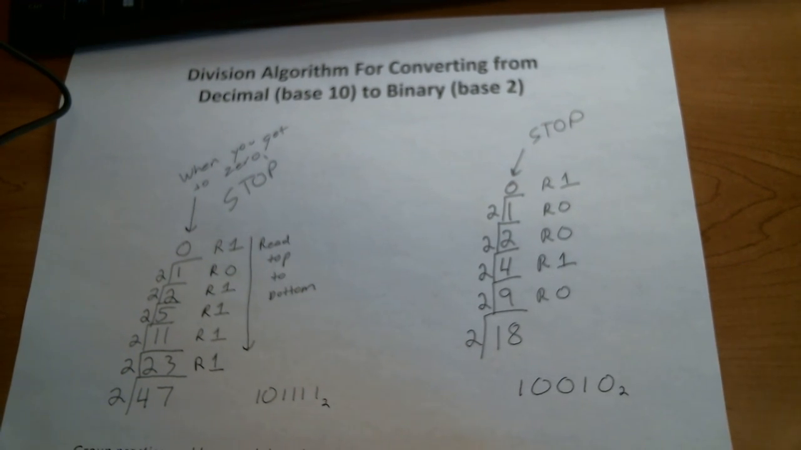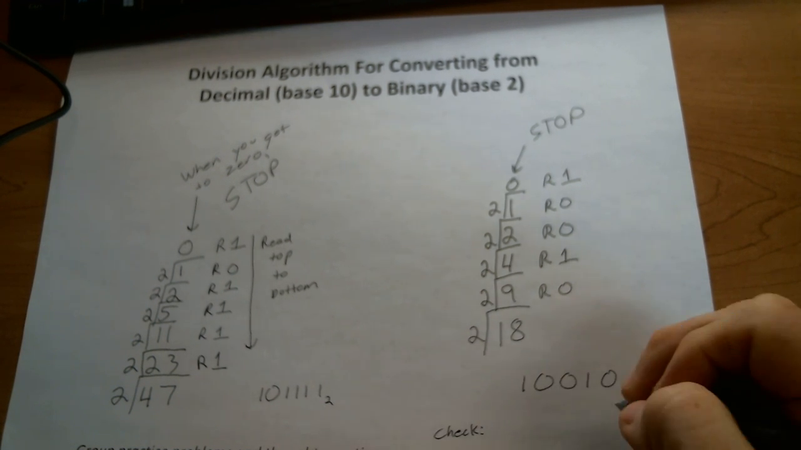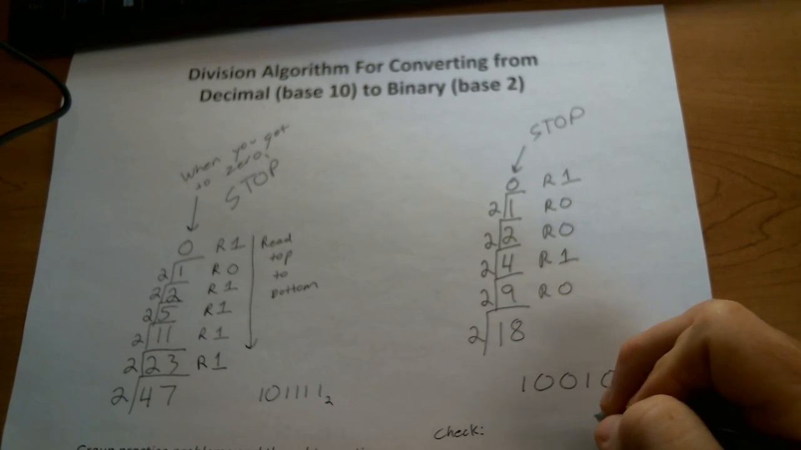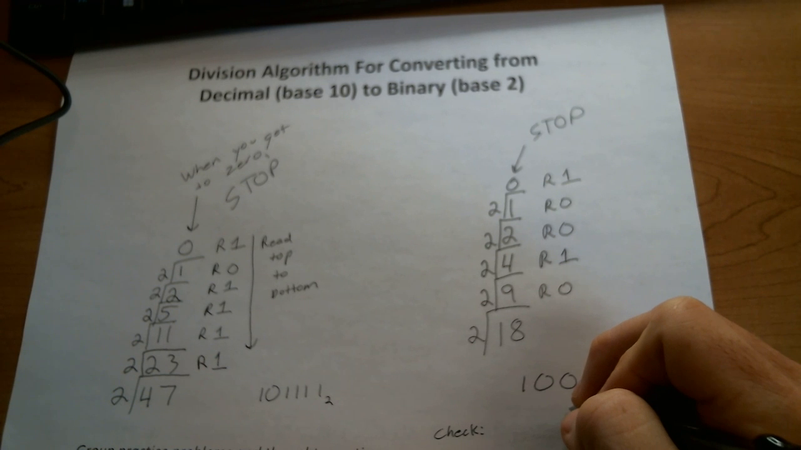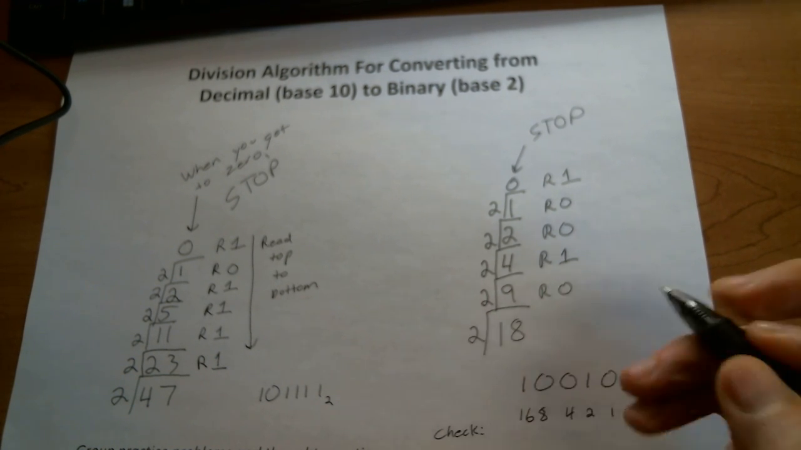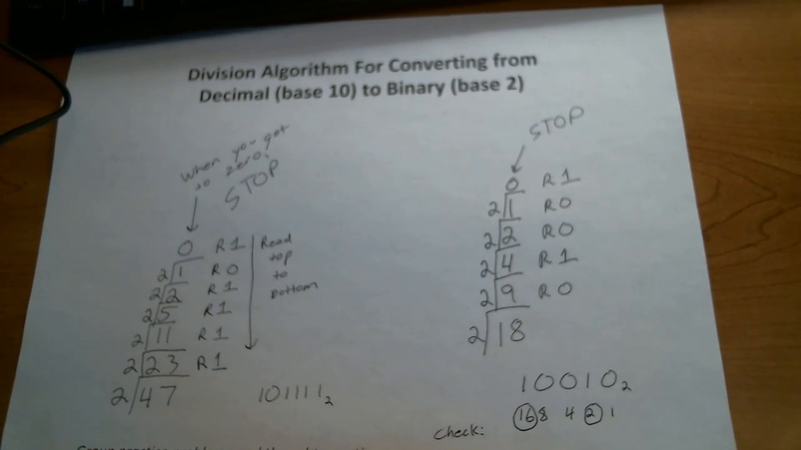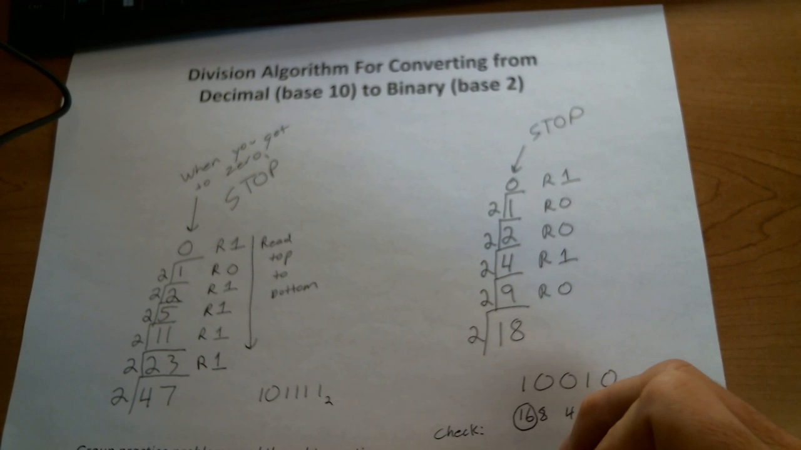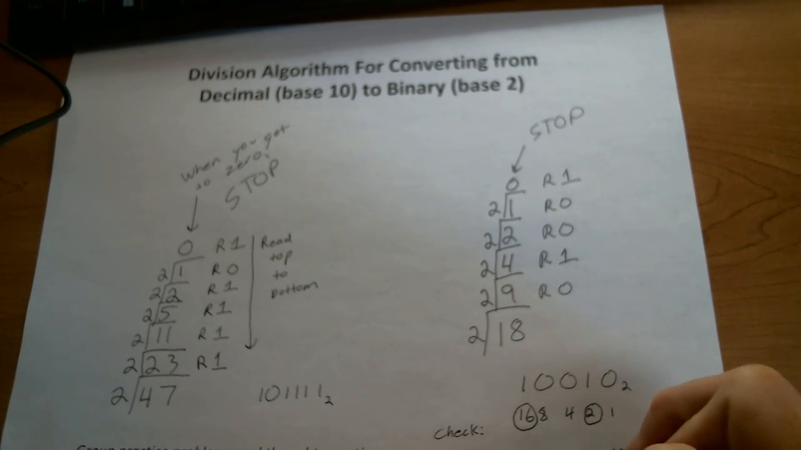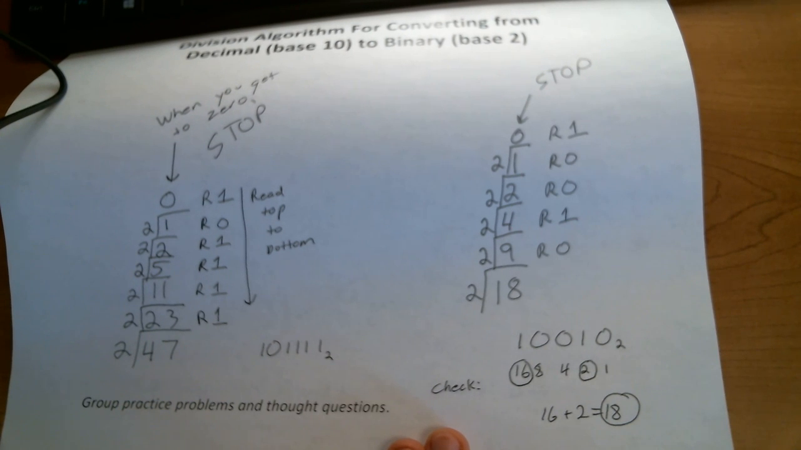And if you wanted to check yourself, you could say, this is the ones place, this is the twos place, this is the fourths place, this is the eighths place, this is the 16th place. These are the only two that have been flipped on. 16 plus 2 is 18, which is exactly what I was hoping for. So that tells me that I did it correctly.